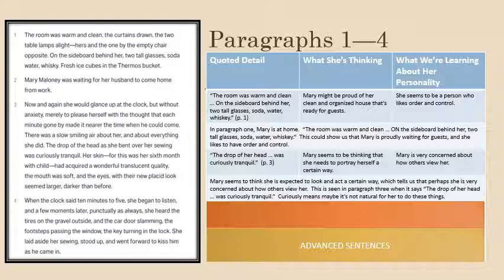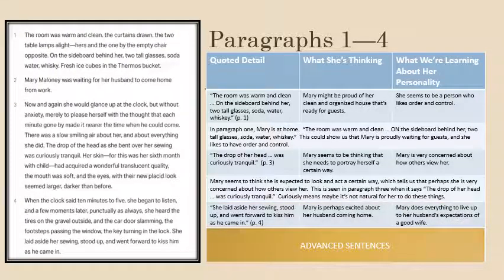The final detail will come from paragraph 4, and when we get to the complex sentences, it'll be an advanced structure, one that if you're really trying to show off and improve, then you might try to write something like this. So first of all, our detail: she laid aside her sewing, stood up, and went forward to kiss him as he came in. Paragraph 4.